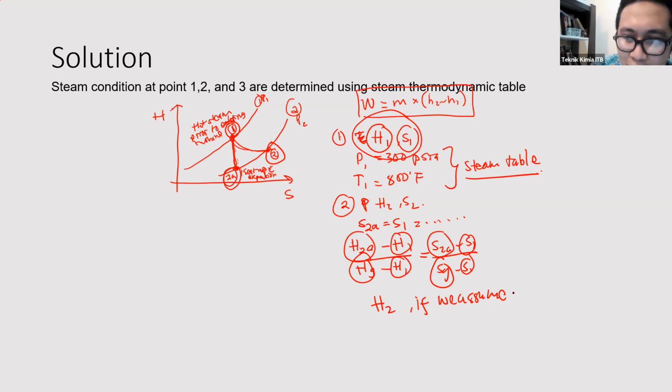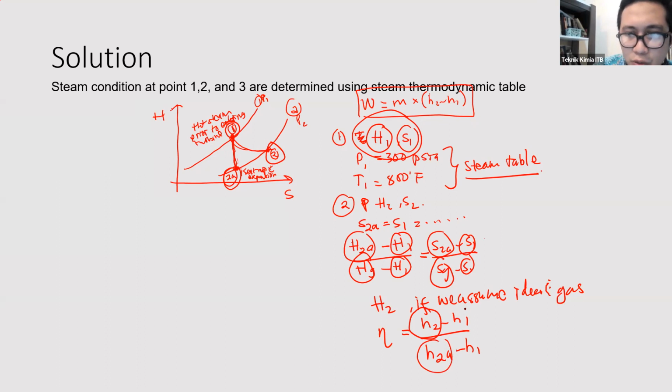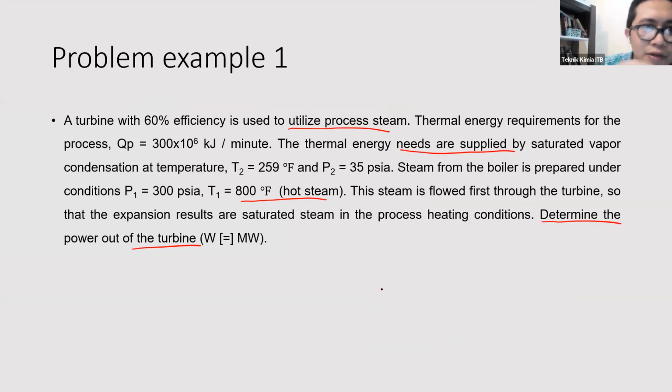If we assume that this condition is an ideal gas, then we can use the formula where the efficiency equals the difference of the enthalpy at points 2 and 1 divided by the enthalpy difference of points 2A and 1. Based on this, you can calculate H2, because H2A is already obtained from step number 2, H1 you already got, and the efficiency, based on the problem, is 60%.